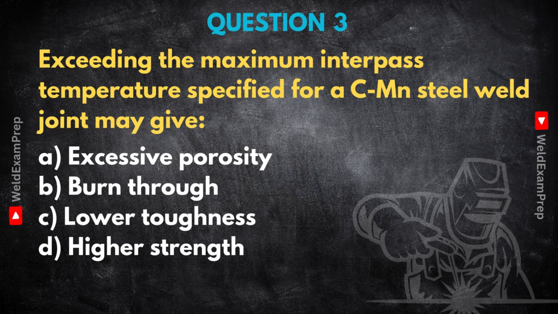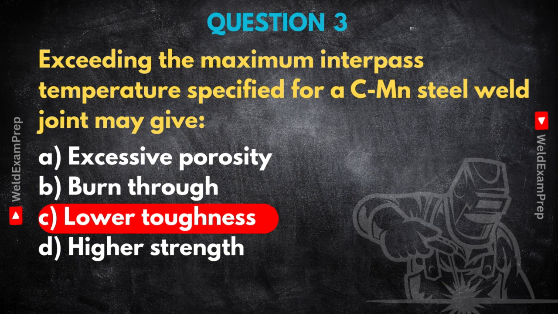What happens if things get too hot between passes? The correct answer here is C, lower toughness. Lower toughness. Okay. For anyone maybe not super familiar, what exactly is inter pass temperature? Why is it so vital to control? Sure, inter pass temperature is simply the temperature of the weld area, the weld metal, and the metal right next to it, just before you lay down the next weld bead, the next pass.